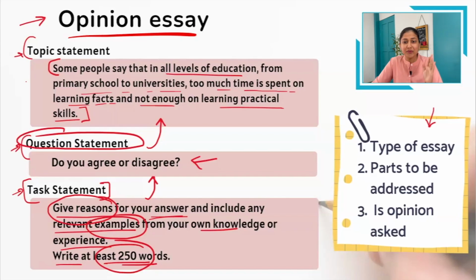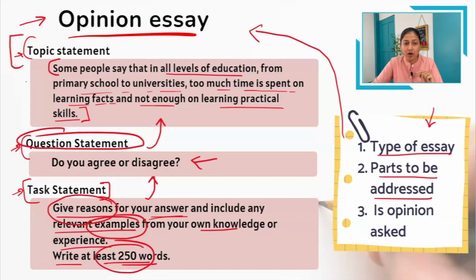Now, let's come to these 3 points which I have written on the right hand side. Number 1, type of essay. Which type of essay is this? Well, we have been dealing with this in detail and it is explicitly mentioned. It's an opinion essay. This much is clear. Okay. Number 2, it's asking for parts to be addressed. How many parts are there which you're supposed to address in this essay? Now, whenever it comes to identifying how many parts you're supposed to address, you should consider 2 statements. Number 1, topic statement, and number 2, question statement.